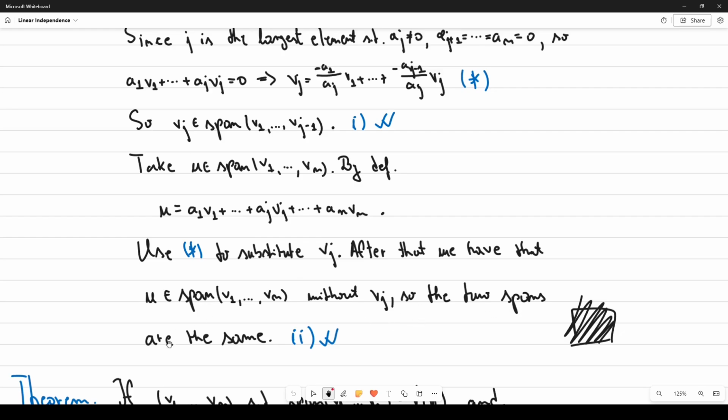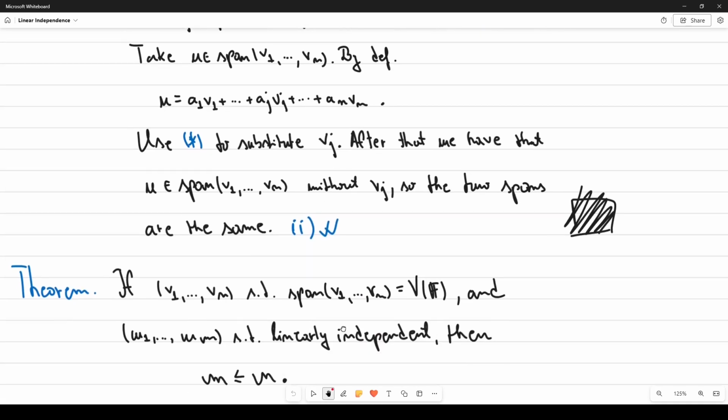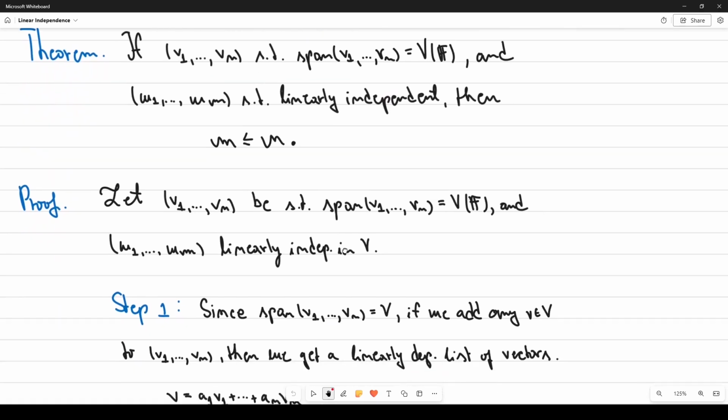So the two spans are the same, since I've taken an arbitrary element from the span, and we've shown that it belongs to this span as well. So these two sets are equal. And now we have the following result.